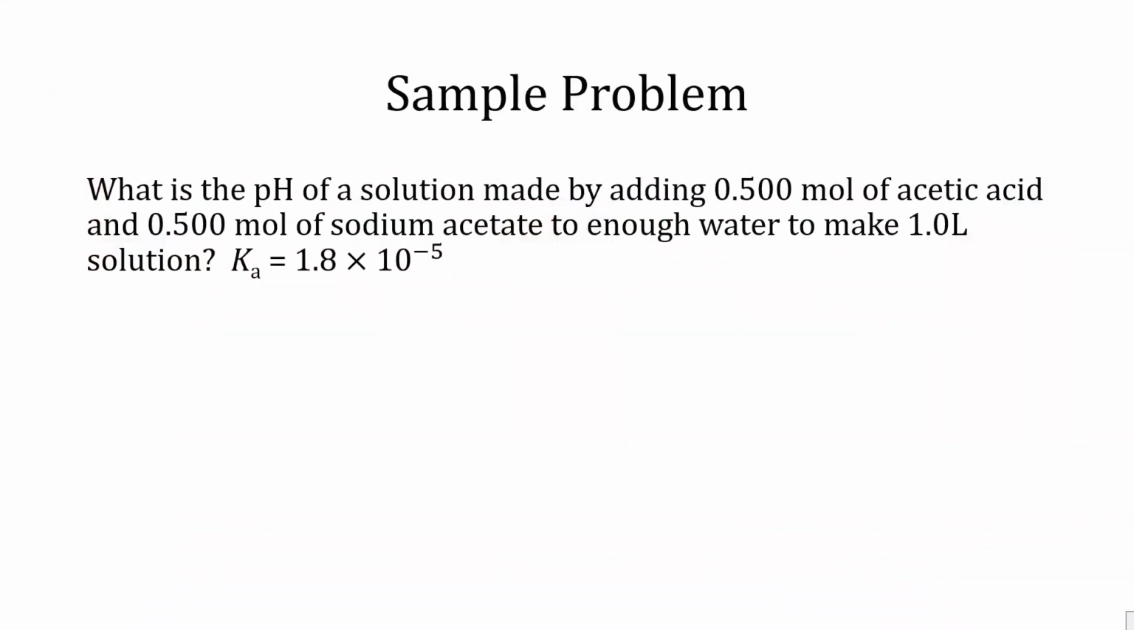Here is a sample problem for you to try. What is the pH of the solution made by adding 0.500 mole of acetic acid and 0.500 mole of sodium acetate to enough water to make 1 liter solution? Ka equals 1.8 times 10 to the minus 5.